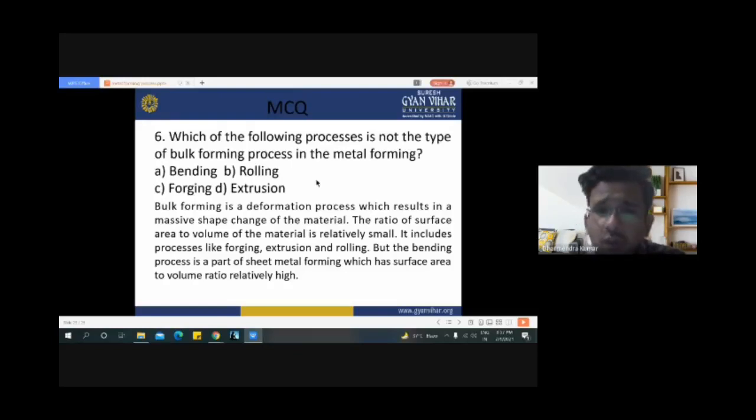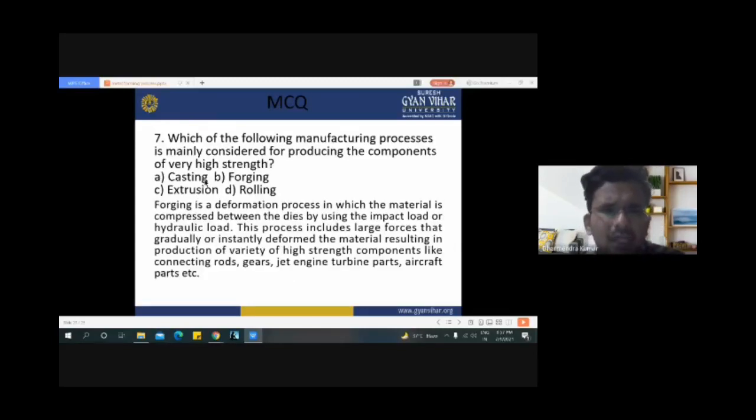The next question is: which of the following processes is not a type of bulk forming process in metal forming? We have seen that the rolling process, forging process, extrusion process, and drawing process are used for bulk forming of the substance, so the answer is bending. Bending is not a suitable process for forming bulk material.